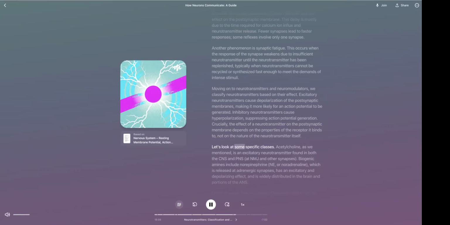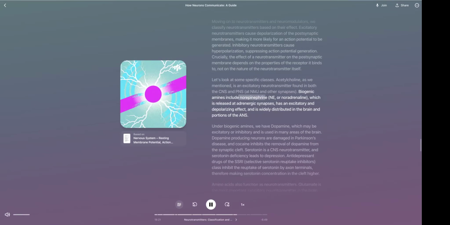Let's look at some specific classes. Acetylcholine, as we mentioned, is an excitatory neurotransmitter found in both the CNS and PNS, at NMJ and other synapses. Biogenic amines include norepinephrine, or NE, or noradrenaline, which is released at adrenergic synapses, has an excitatory and depolarizing effect, and is widely distributed in the brain and portions of the ANS.